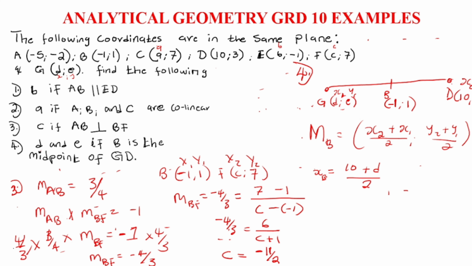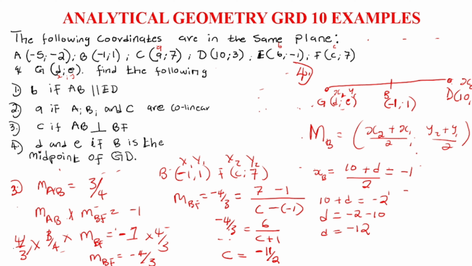But what is x at B? It's -1. So if we do the algebra and cross multiply, we should have 10 plus D equals -2. Then you take 10 to the other side, and you should have D equals -2 minus 10, which is D equals -12.